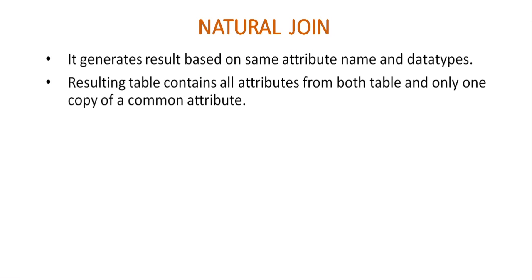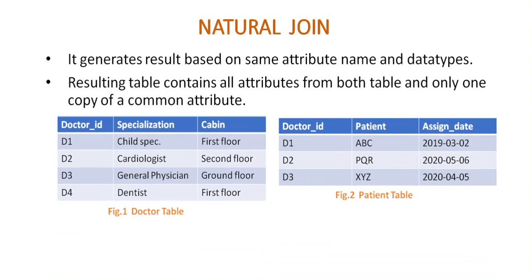Okay, and here the resulting table contains all attributes from both tables and only one copy of the common attribute. For example, see, two tables are there. One is the doctor table, the second is the patient table. In the doctor table we have attributes doctor ID, specialization and their cabin location. And in the patient table we have attributes doctor ID, the name of the patient and the date on which that patient is assigned to that particular doctor.